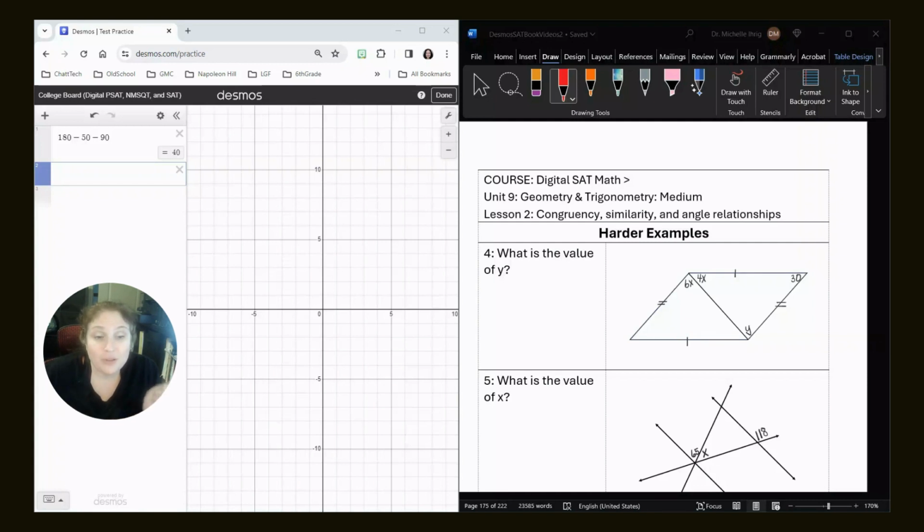If you haven't watched 4 Pillars, go do that. If you have my book, we're on page 175. If not, notebook, paper, pencil works, and open up the Desmos calculator. All right, let's get going.